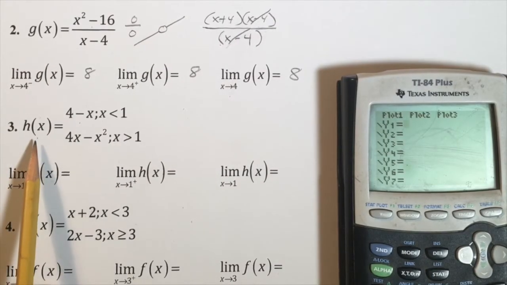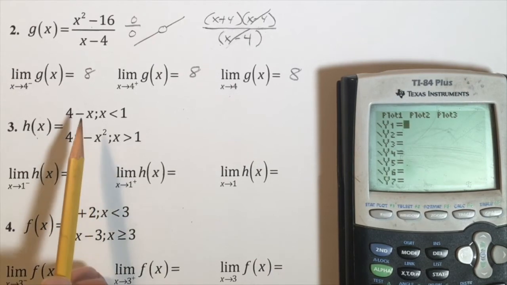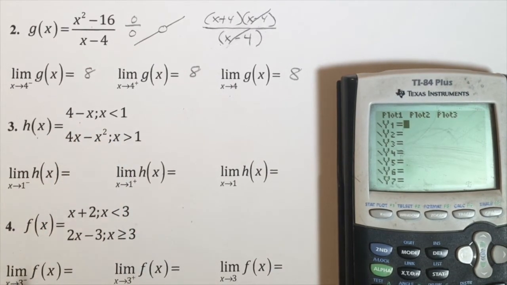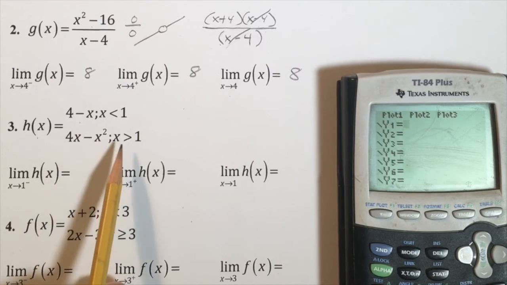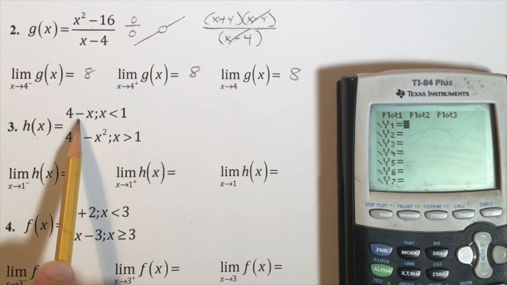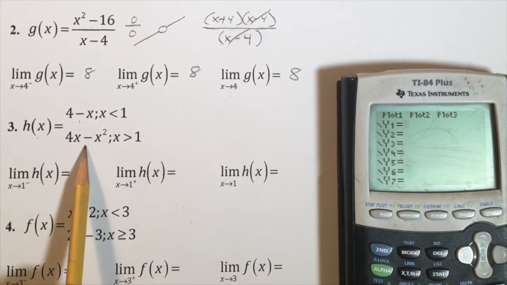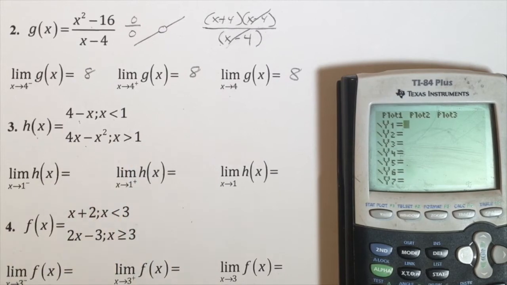The function h of x is what we call a piecewise function. It's broken into two pieces. This graph is a line when x is less than 1, but then it's a parabola when x is greater than 1. The graph takes on the shape of 4 minus x on the left side of 1, and the graph takes on the shape of 4x minus x squared on the right side of 1.